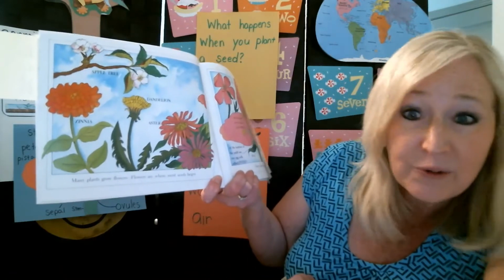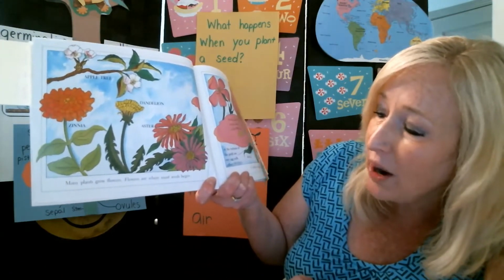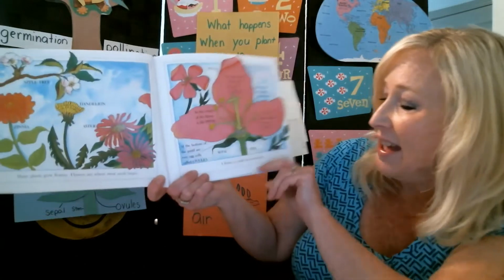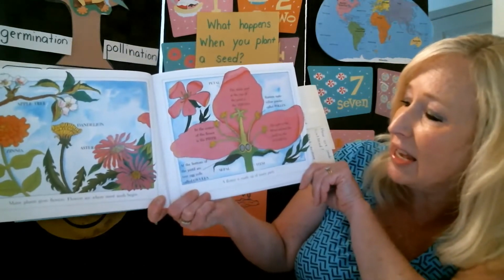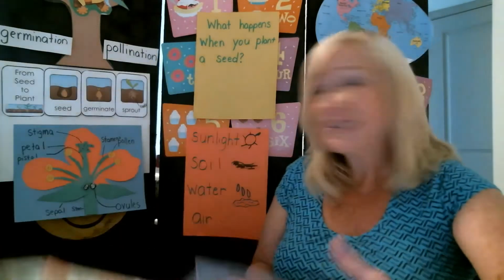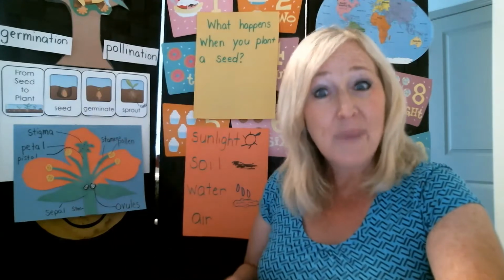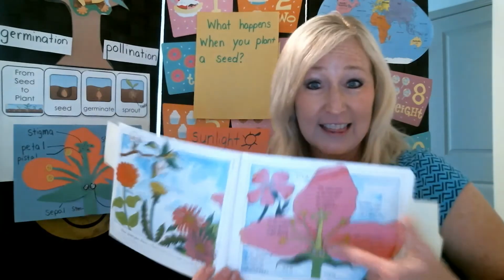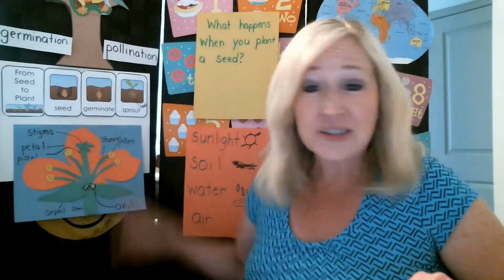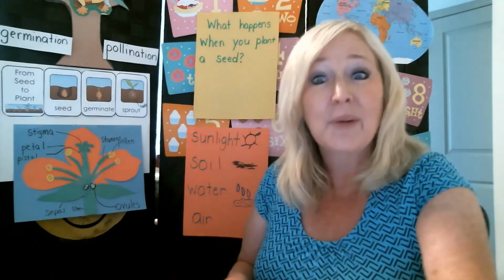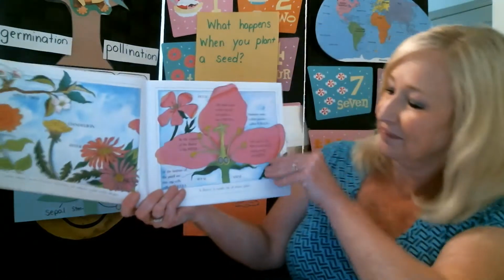Many plants grow flowers. Flowers are where most seeds begin. A flower is made up of many parts. And you can see over here where I have made my own parts of a flower, just like this one in the story. And there's some different parts that are going to help the plant to make seeds.